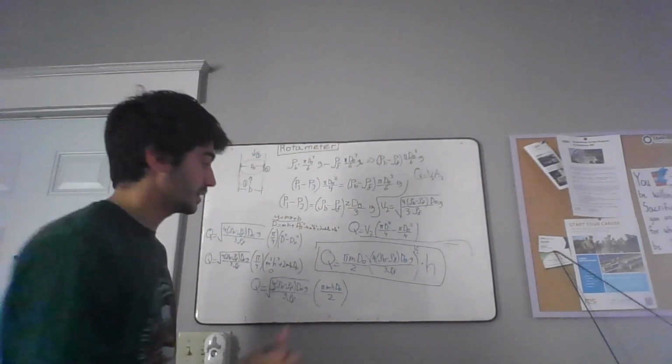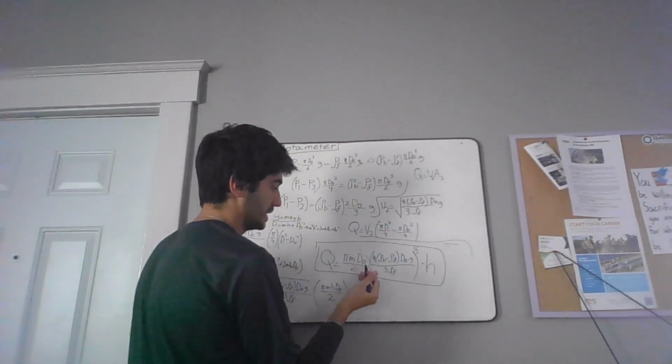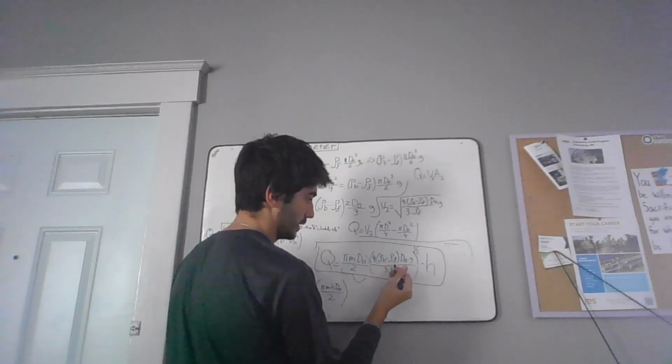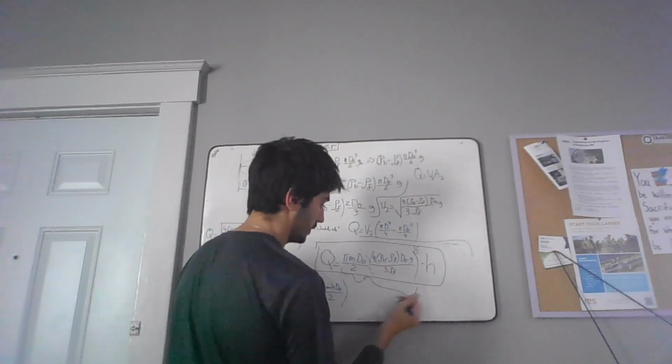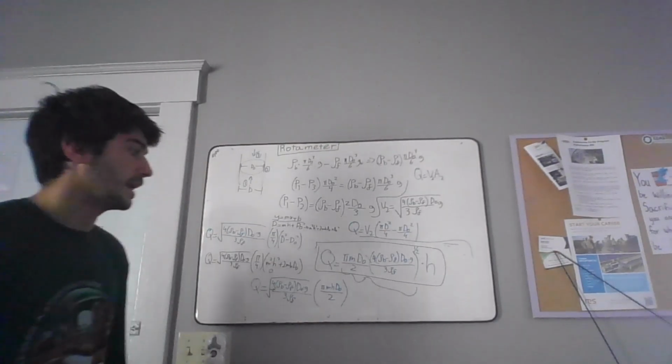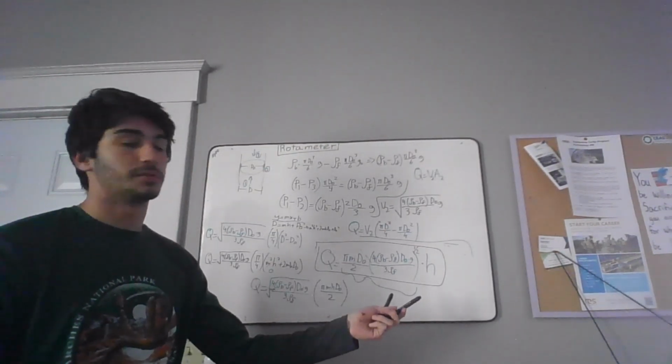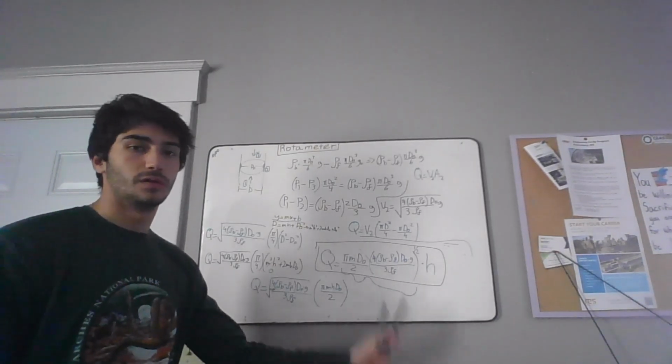As you can see, this pi m d naught along with these terms, all of this pretty much are all constants, and this demonstrates that the volumetric flow rate is directly proportional to the height of the ball.